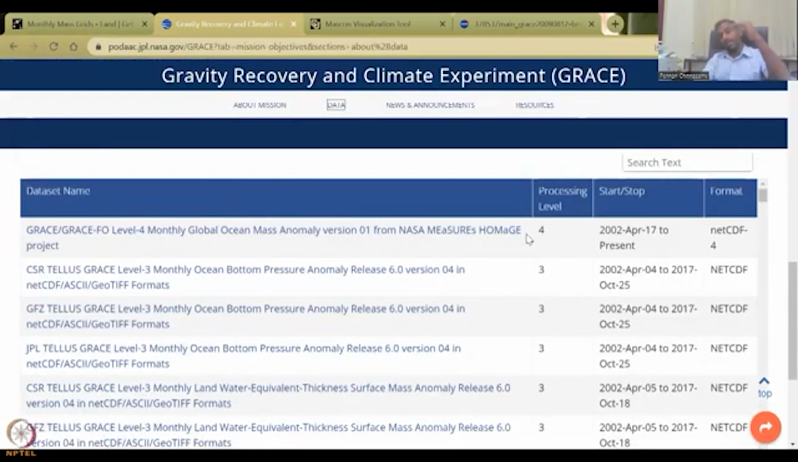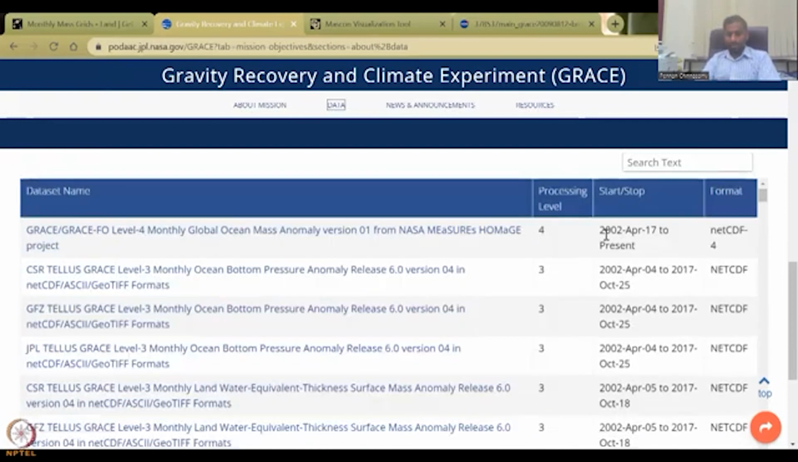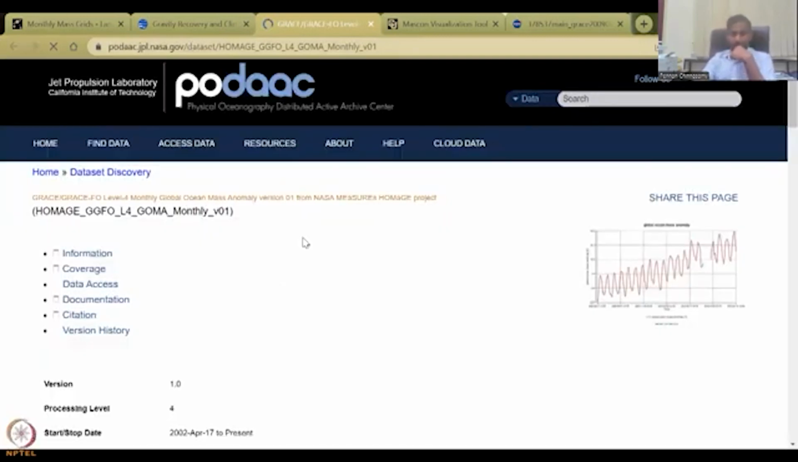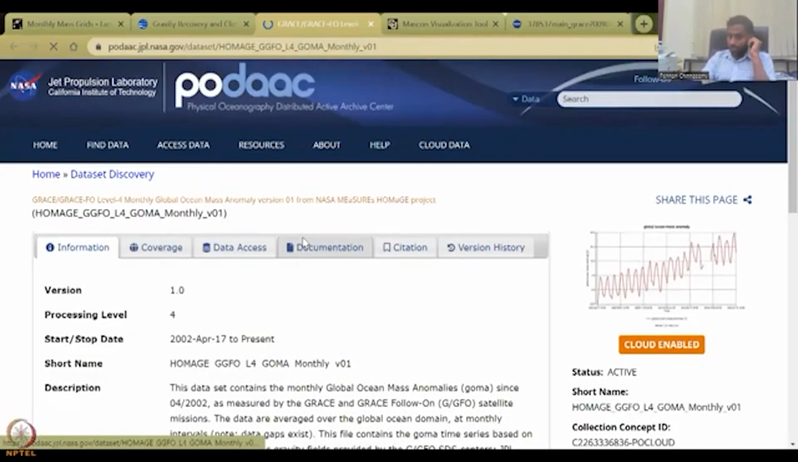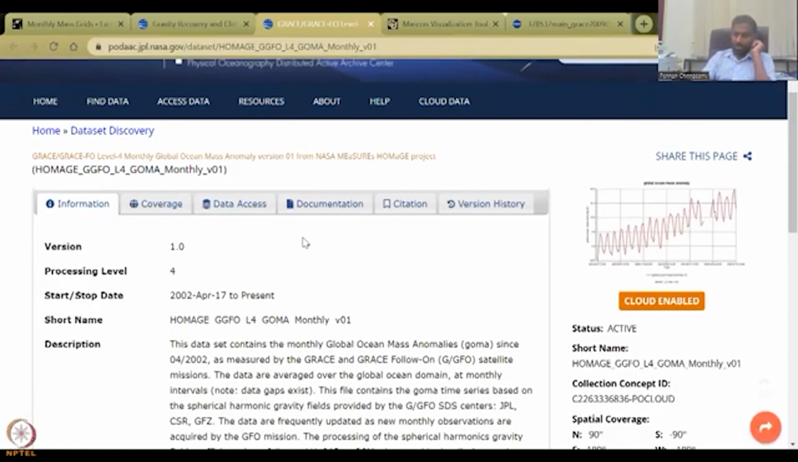Each level is highly advanced. So you always have to go for the highly advanced level. So 2002 to April 17, April 17th to present is the data. So I can click here. If you want ocean data, it is given separately because that's also a mass, and the land data is also given separately. You can pick and choose which data you want to use for your study. Because a lot of people do mass changes in the oceans, that can be done.